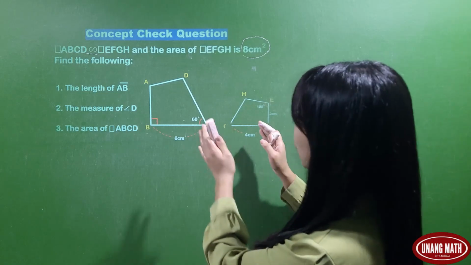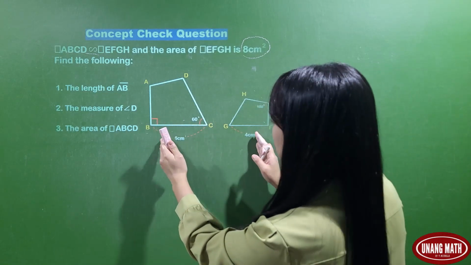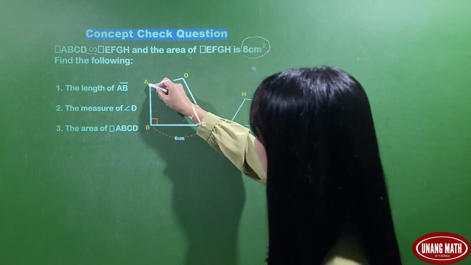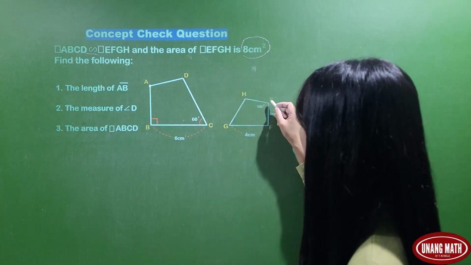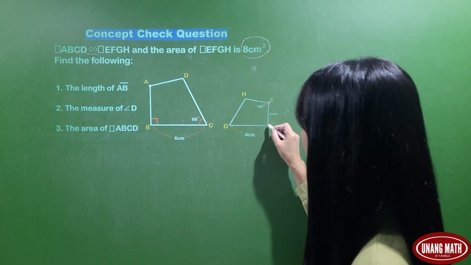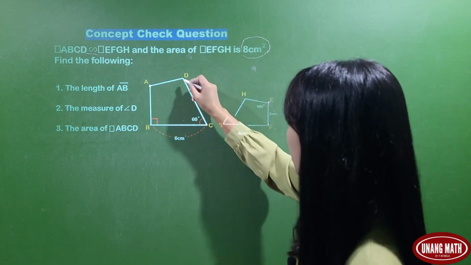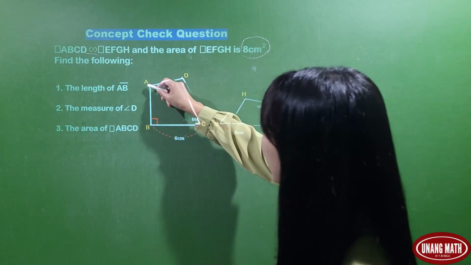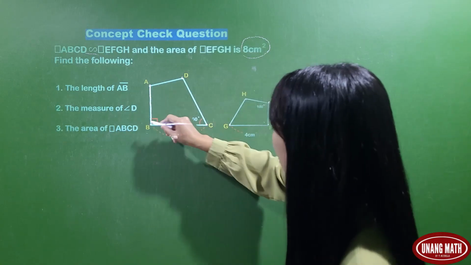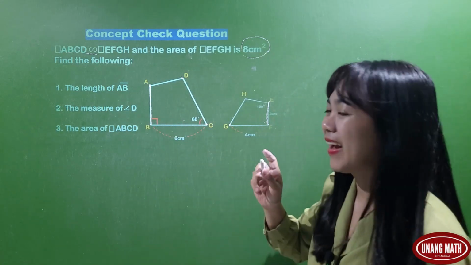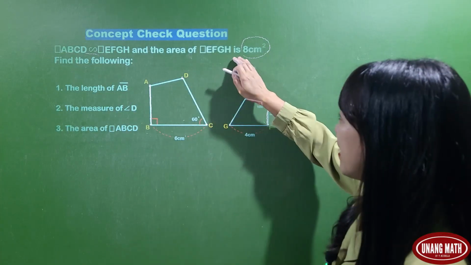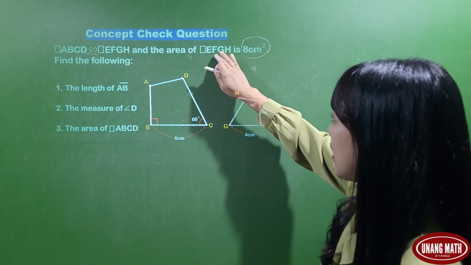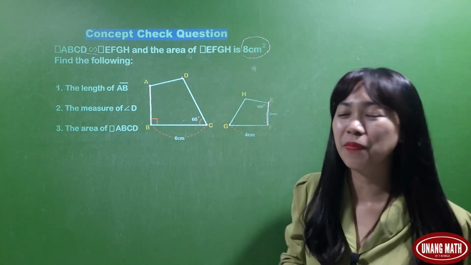Okay, if you are trying to understand these figures, since these are similar, point A corresponds to E, B corresponds to F, C corresponds to G, and D corresponds to point H. So it means side AB corresponds to side EF. We are given here that the area of quadrilateral EFGH is 8 square centimeters.